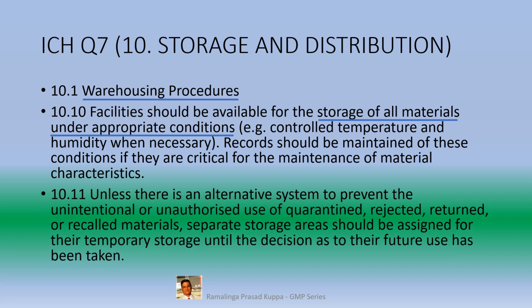Section 10.11, unless there is an alternative system to prevent the unintentional or unauthorized use of quarantined, rejected, returned materials, separate storage areas should be assigned for their temporary storage until the decision as to their future use has been taken. Section 10.11 is specific for prevention of unauthorized or unintentional usage of rejected or quarantined or recalled product.